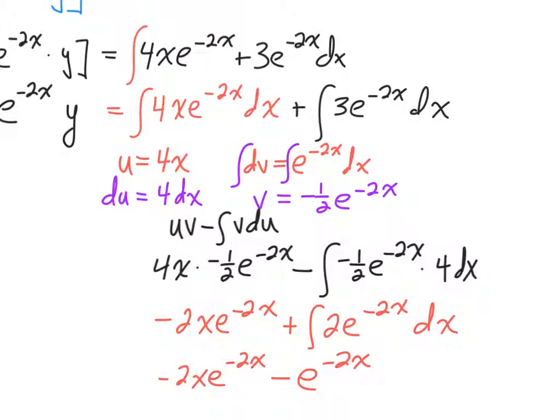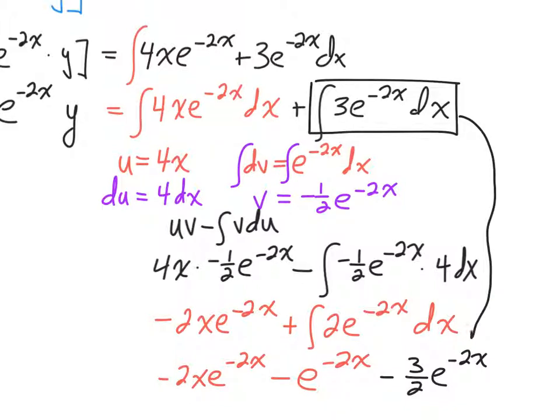So this guy over here, I'm going to bring that down. Fortunately, it's the same technique. So e to the negative 2x, but I'm going to divide by the negative 2, so minus 3/2 e to the negative 2x. So that's this guy coming right on down here. And the whole thing is equal to e to the negative 2x y.